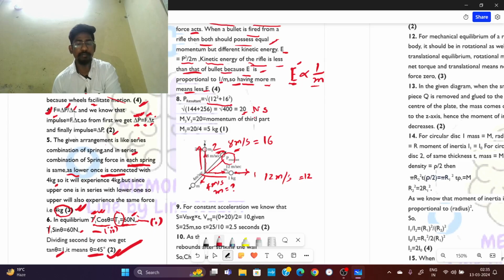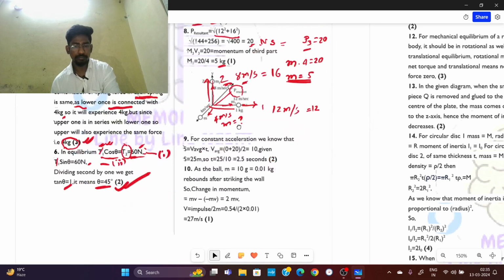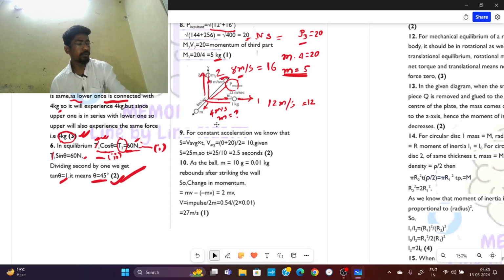This 20 is nothing but the momentum of the third part, that is p3. So we can say p3 is equal to 20, and p3 is equal to m into 4, right? m into 4 equals 20. Therefore m is nothing but 5, that is 5 kg. So that means option 1 is correct. Right, moving on to the next question.